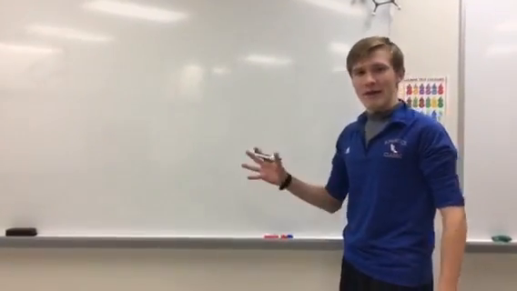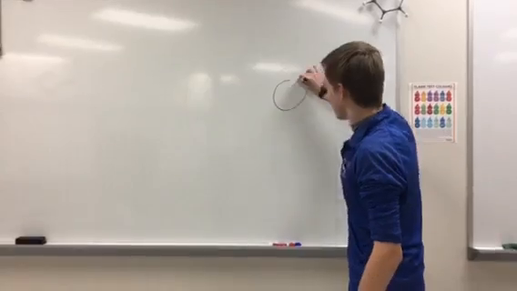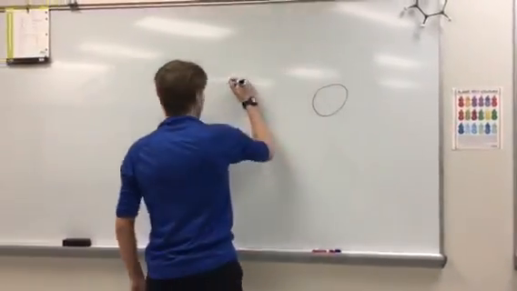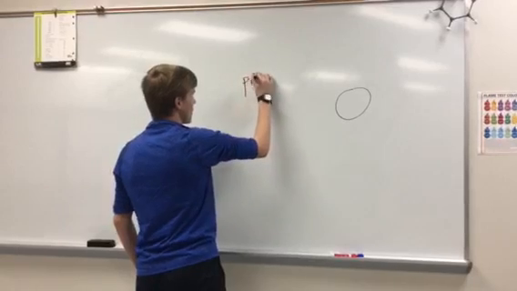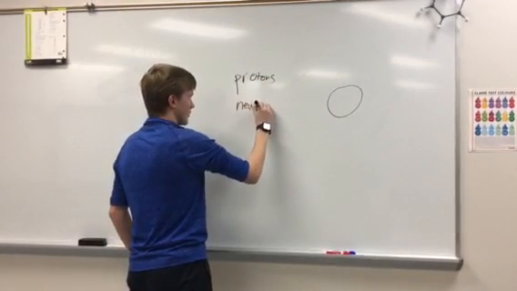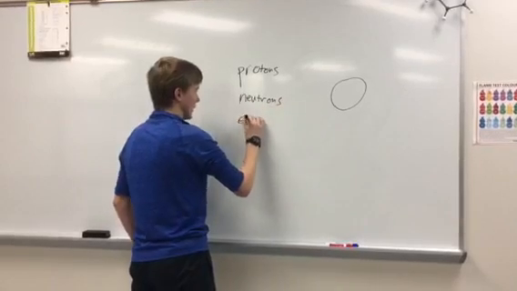Today we're going to be learning about the main parts that make up the atom, and those are known as subatomic particles. The only three subatomic particles that make up the atom are the protons, neutrons, and electrons.